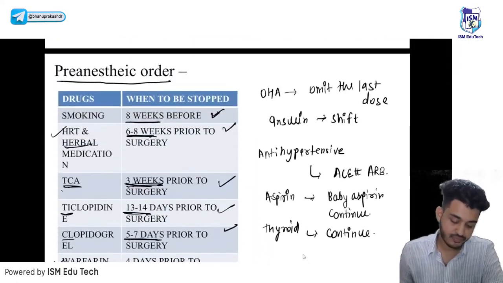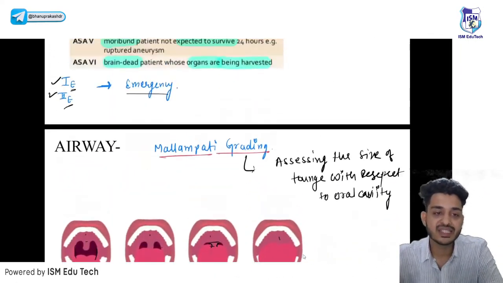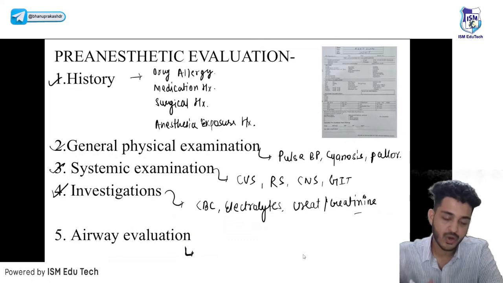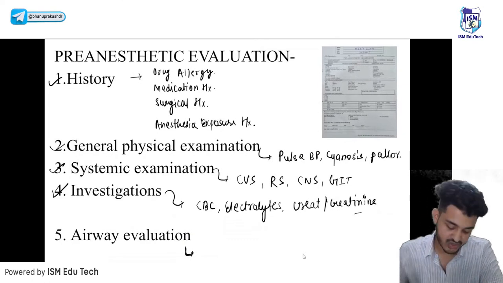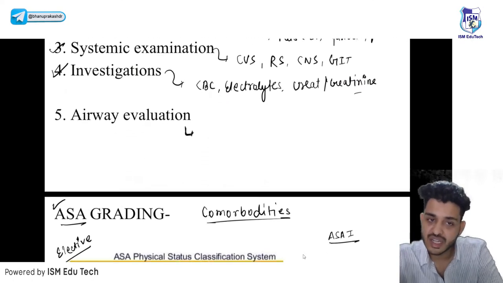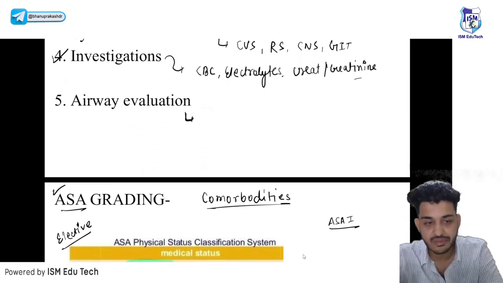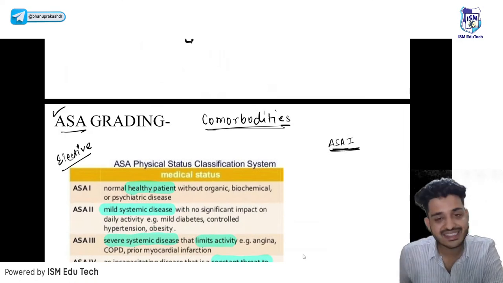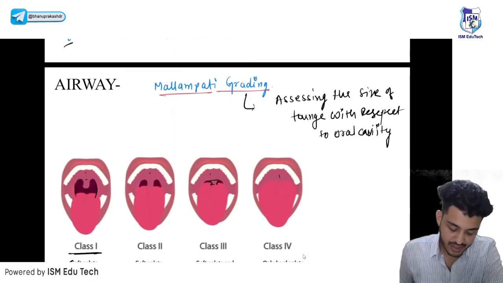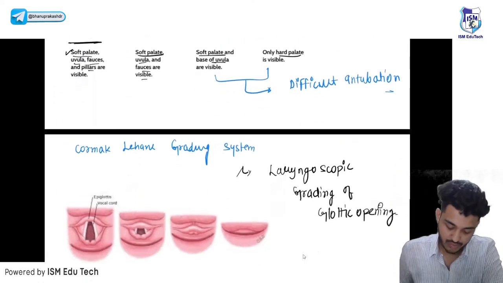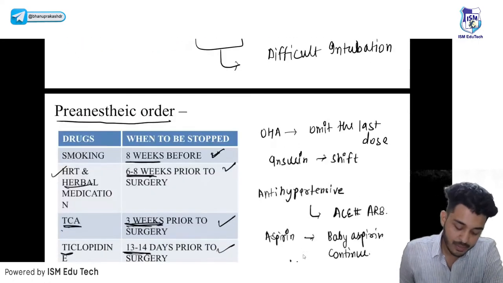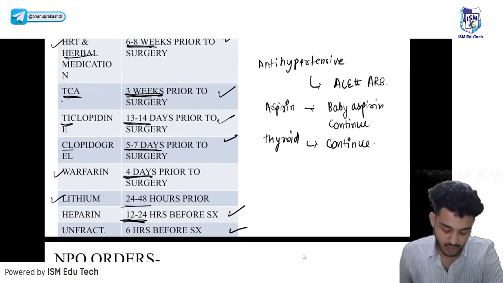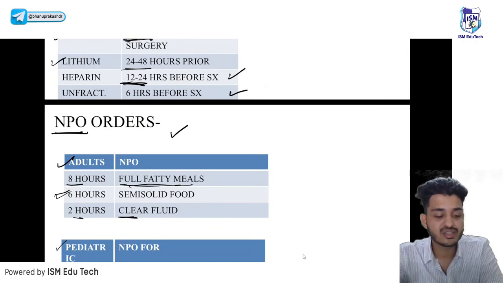Now what is happening? The patient is coming to us for PAC. Look here, guys, what we are doing. The patient is coming to us for pre-anesthetic checkup. Okay, in pre-anesthetic checkup, we have seen the patient. We have seen the history, we have seen general physical examination, systemic examination we have done. We have found out that the patient is having such kind of comorbidities. We have written the ASA grading. We have written the Mallampati grading. Okay, now we are sending the patient home with a pre-anesthetic order. We have told the patient what drug you should not take, what drug you should avoid. Okay, we have given the NPO orders. Now the patient is going home.